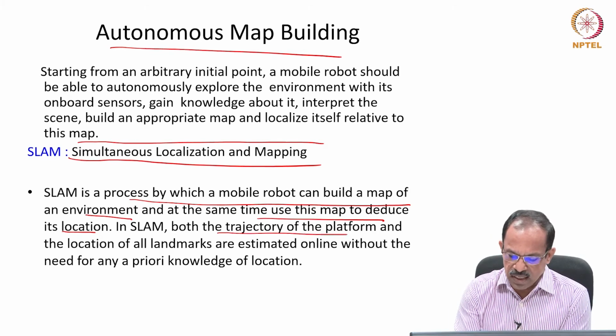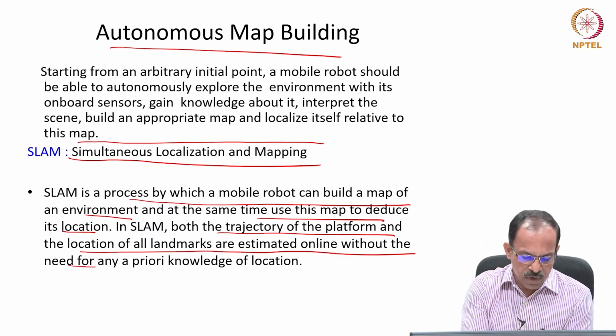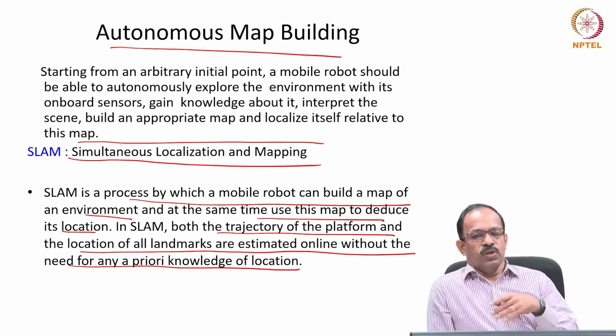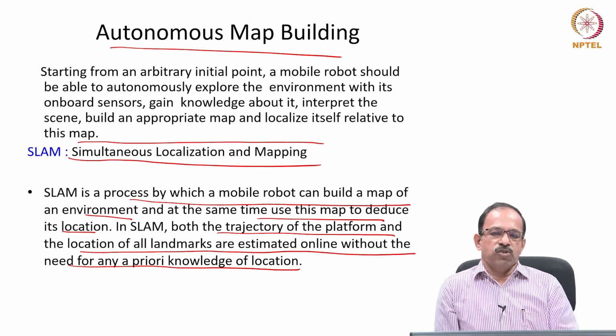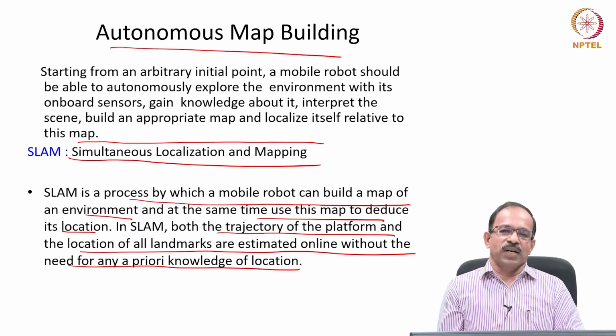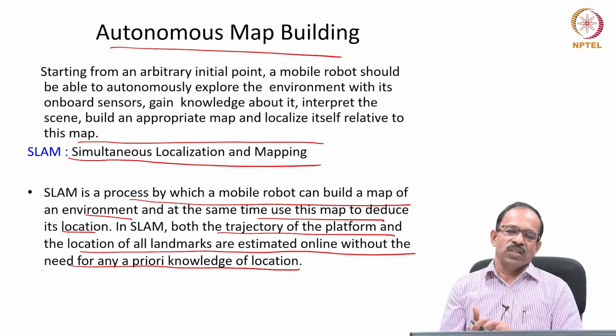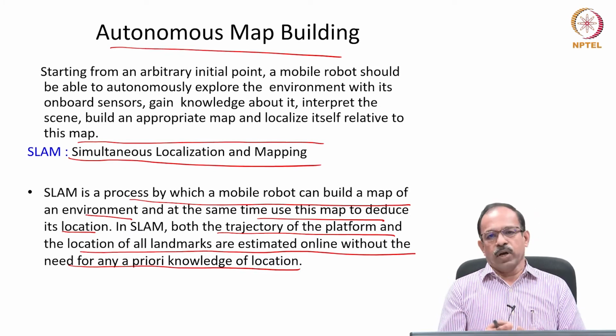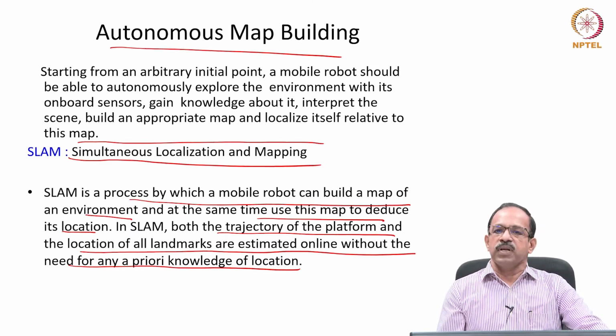Both the trajectory of the platform and the location of the landmarks are estimated online without the need for any a priori knowledge of location. It does not need any a priori knowledge of location, because the robot uses the information collected by its sensors to create the map and at the same time localize itself. So, this is basically known as SLAM.